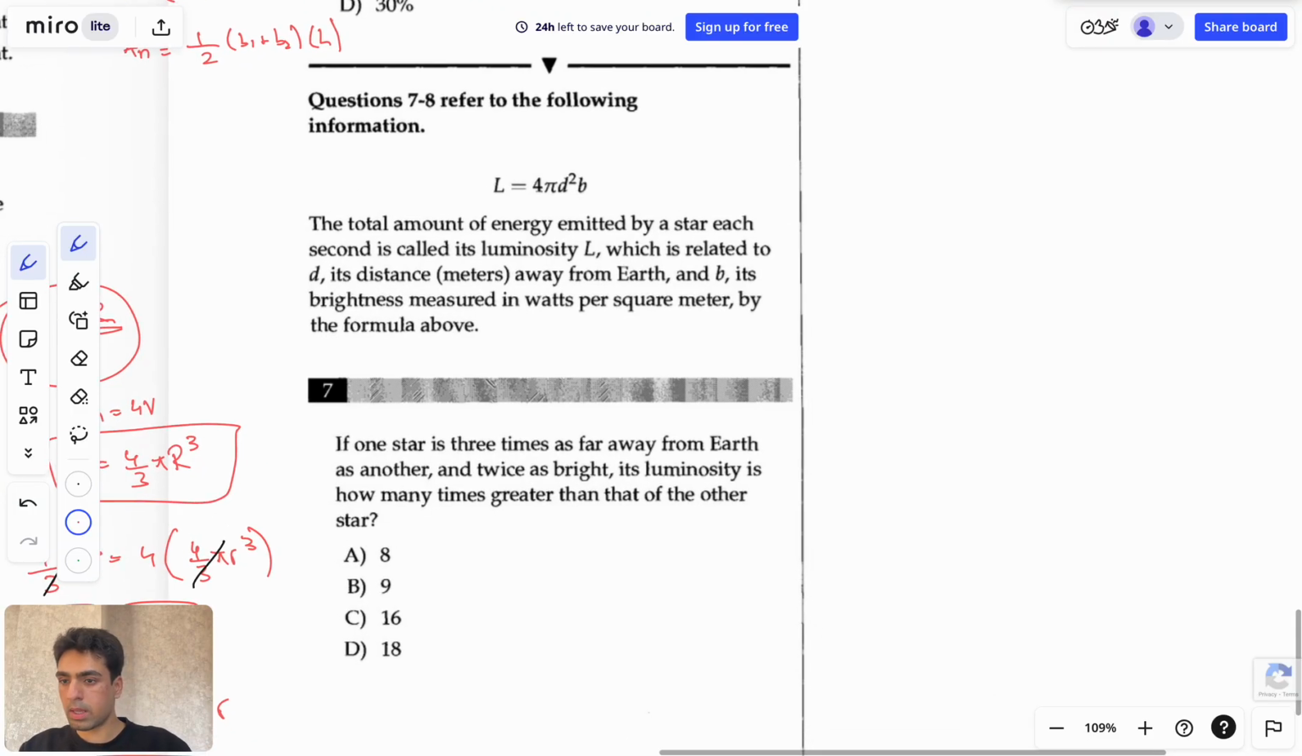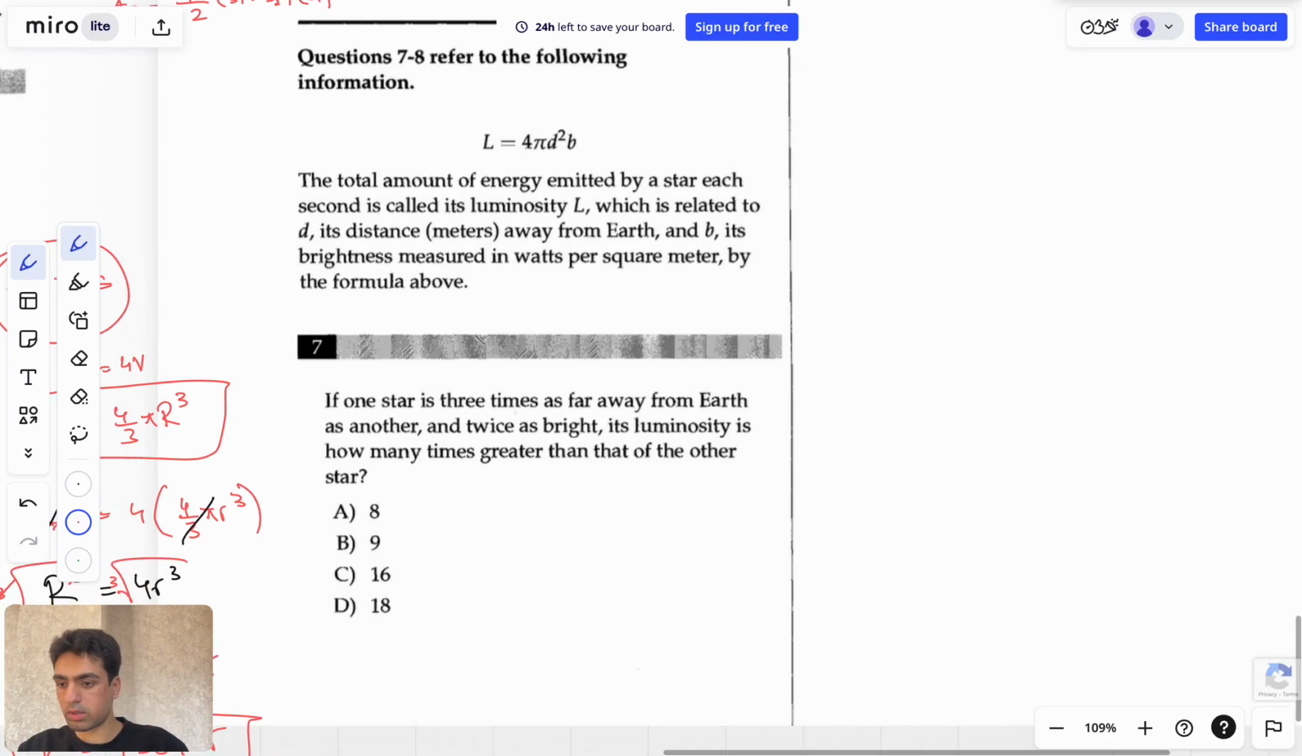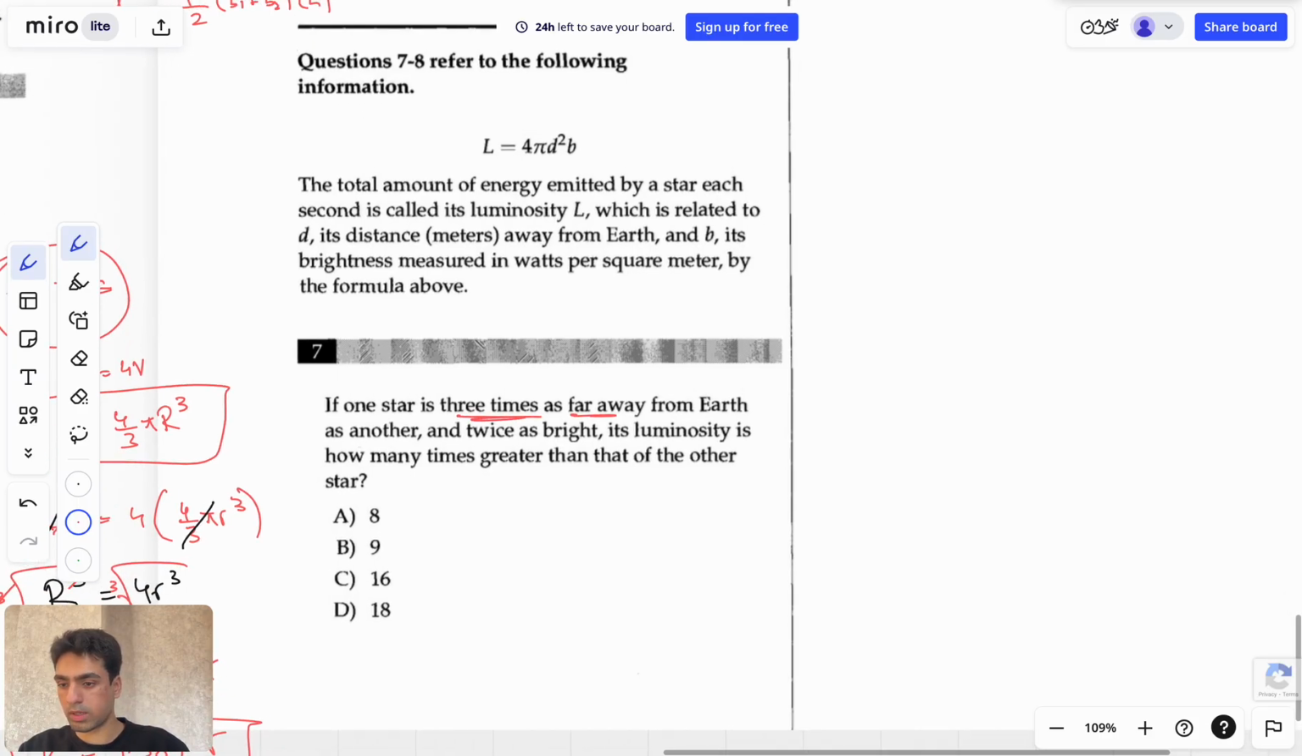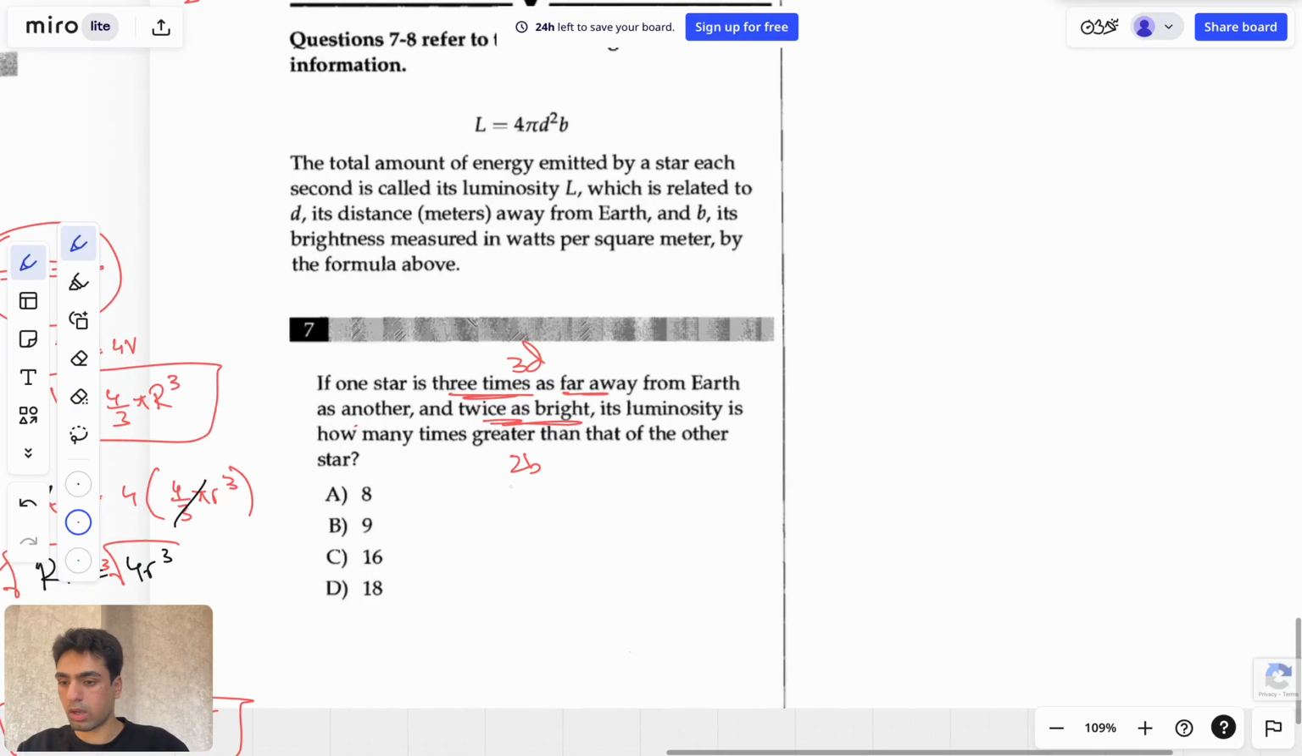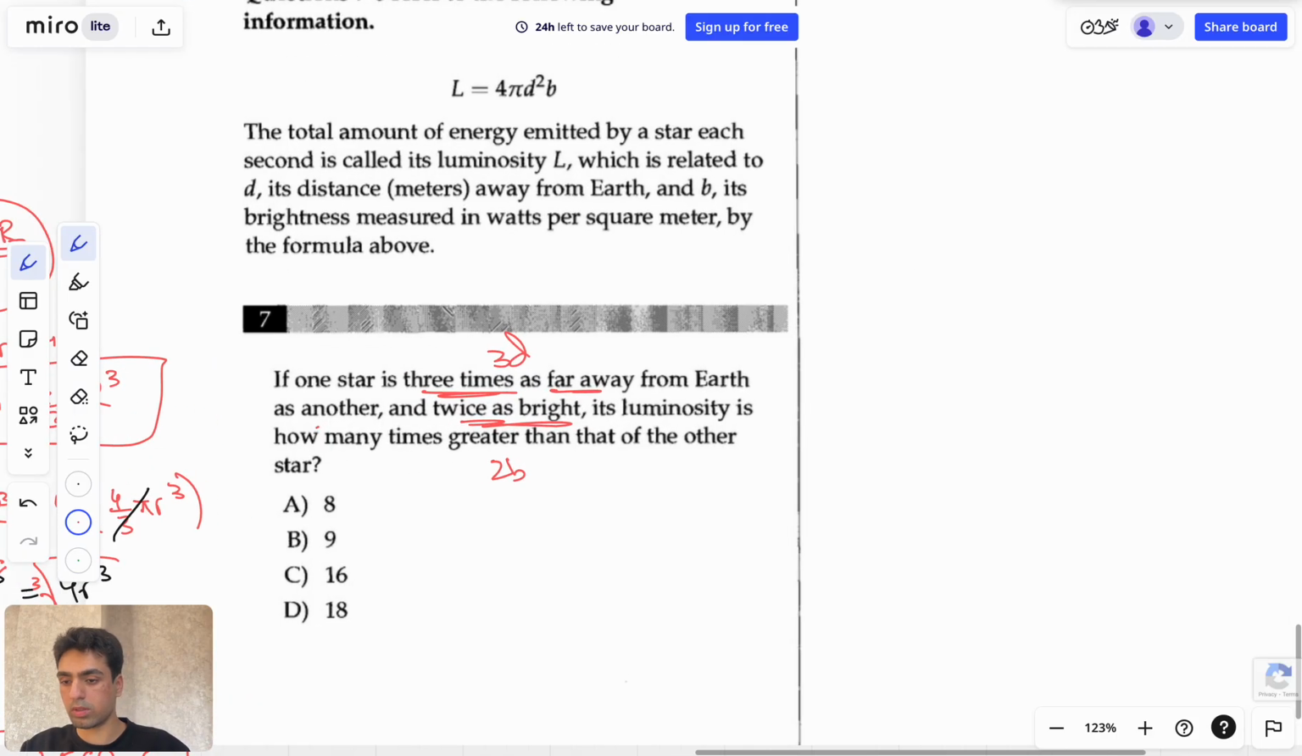Question 7. So that's the formula for the total amount of energy. L is luminosity, D is distance, B is brightness. It says if one star is 3 times as far away from Earth as another, and twice as bright. So 3 times as far away means 3D, because D is distance, and twice as bright means 2B. So how many times greater is the luminosity? So that is the original formula, and then this is the new one. The new one has a distance that is 3 times the original, and the brightness is 2 times the original.